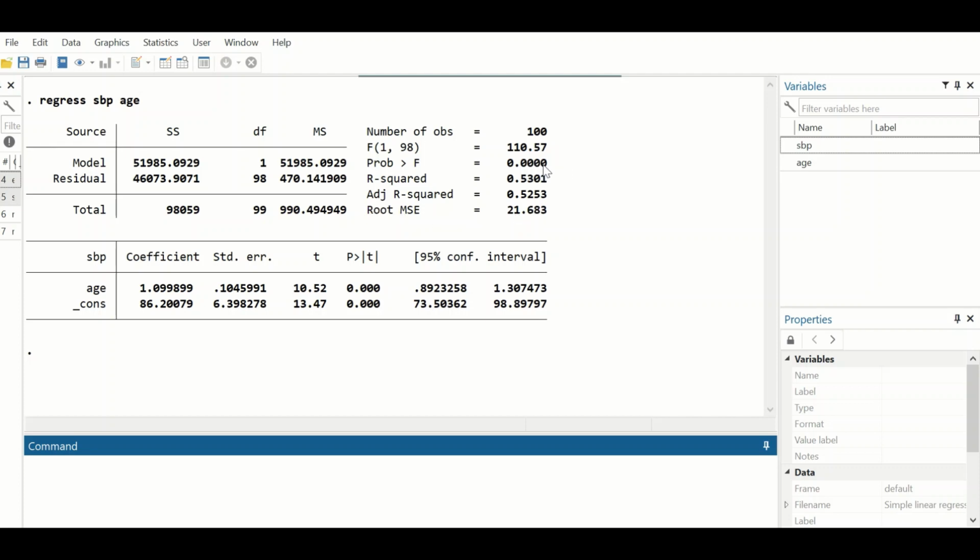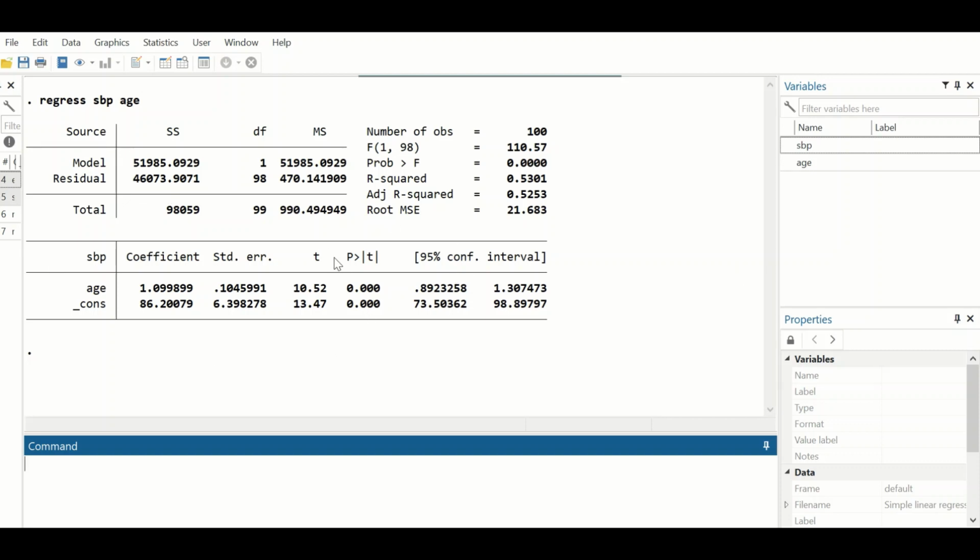The p-value is less than 0.05, and the test here will examine whether the slope is equal to zero or not, and here it shows it is not, and so there is a significant relationship between age and systolic blood pressure, and systolic blood pressure can be predicted by the age. The R squared value is equal to 0.53, and this means that 53% of variation in the outcome, which is systolic blood pressure, can be explained by the predictor, which is the age.